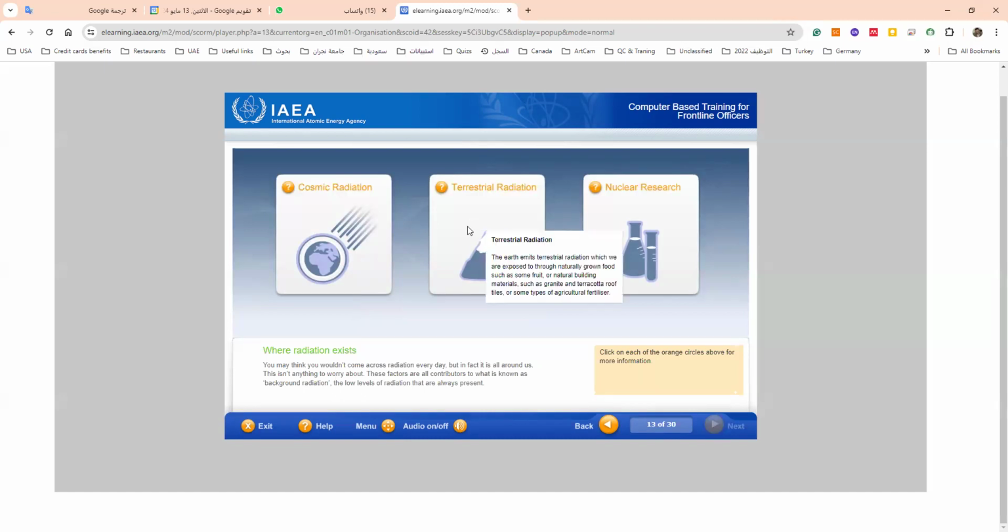Terrestrial radiation: the Earth emits this radiation, which we are exposed to through naturally grown food, such as some fruit, and natural building materials, such as granite and terracotta roof tiles, or some types of agricultural fertilizers. Nuclear research: people worldwide also receive a very small dose of radiation every year from nuclear power plants, past testing of nuclear weapons, or production of medical isotopes.